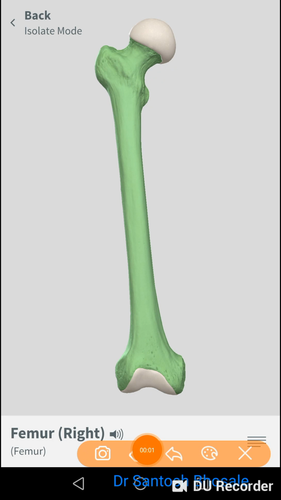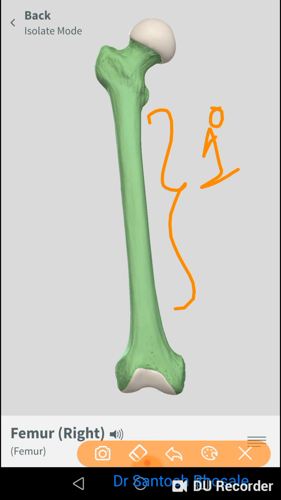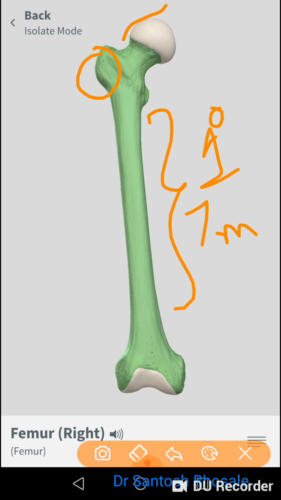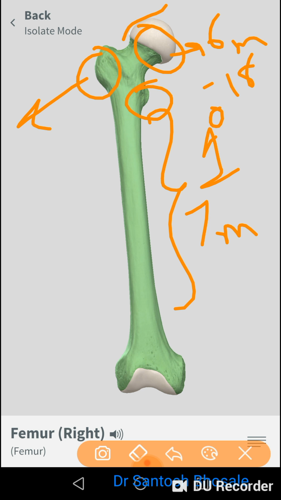Coming to the ossification, the shaft of femur ossifies by one primary center which appears during the 7th month of intrauterine life, whereas the upper end ossifies by three secondary centers, one for the greater trochanter, one for the head, and one for lesser trochanter. For the head, it appears around 6 months and fused by 18 years. For greater trochanter, it appears around 4 years and fused by 18 years.